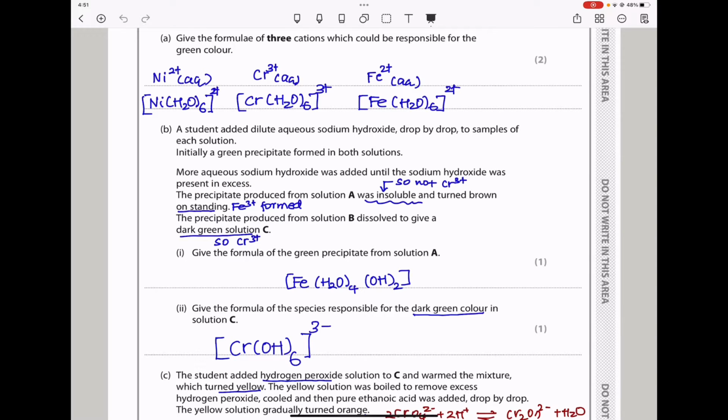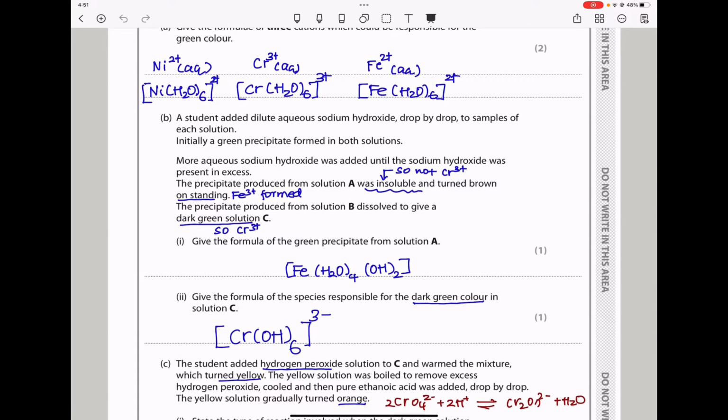The precipitate produced from solution A was insoluble and turned brown on standing. If it turned brown on standing, then it means it was iron 2, which is converted to iron 3. Then they say the precipitate produced in solution B is dissolved to give a dark green solution C. This is going to be chromium 3.